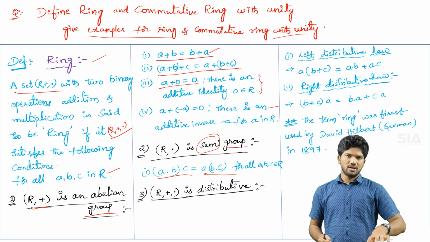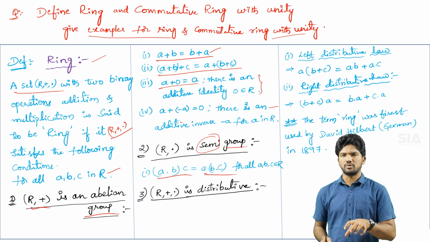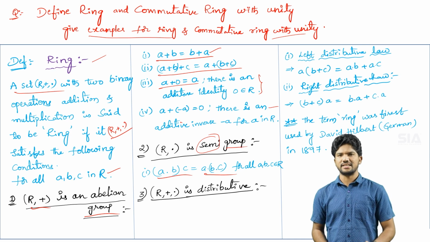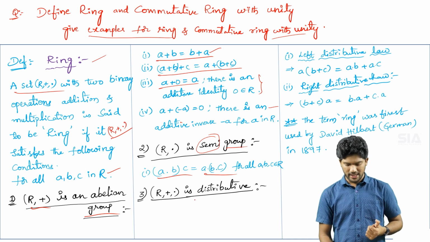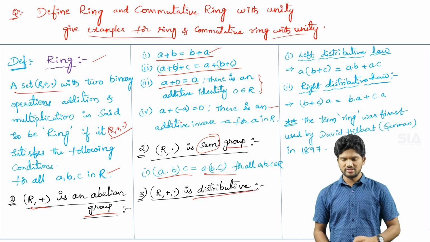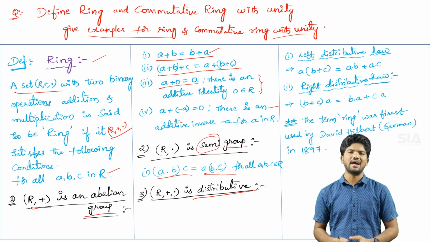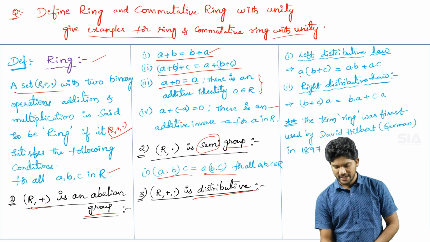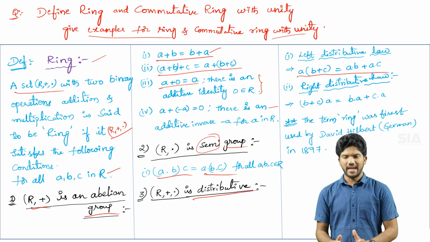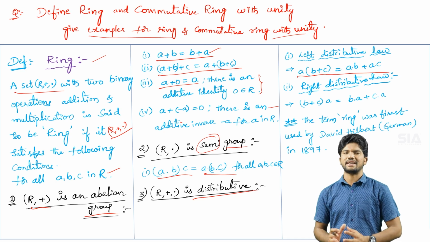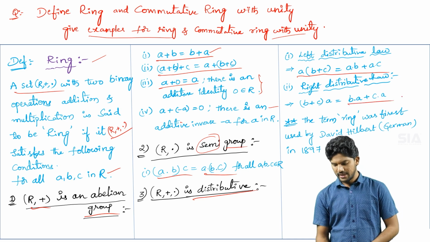Now in the first condition R is an abelian group under addition. In the second condition R is a semigroup under multiplication. Now the third condition, mixing both binary operations: (R, +, dot) is distributive. You know the distributive laws very well. Here we have two types: the left distributive law and the right distributive law. The left distributive law: for a, b, c belonging to capital R, a into (b plus c) is equal to ab plus ac. Next, the right distributive law: (b plus c) into a is equal to ba plus ca.